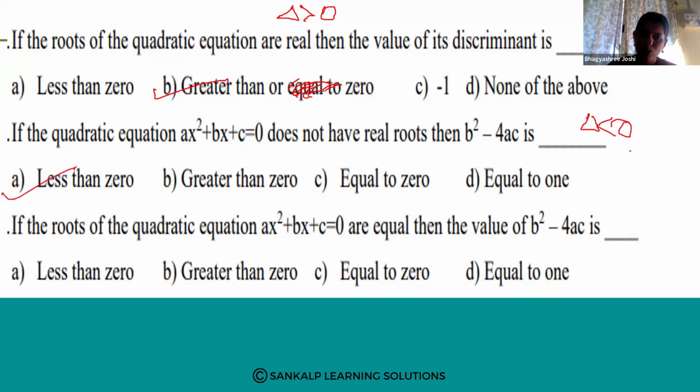Next, if the roots of the quadratic equation ax square plus bx plus c equal to 0 are equal. So this word is very important. Here the roots are equal, then the value of b square minus 4ac is equal to 0.